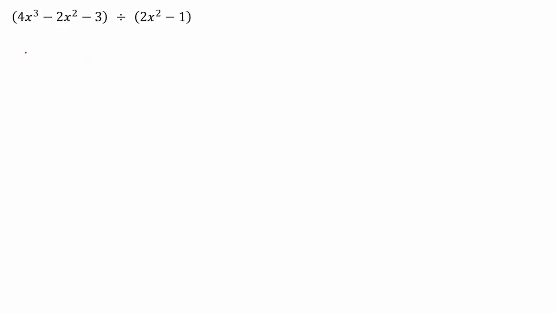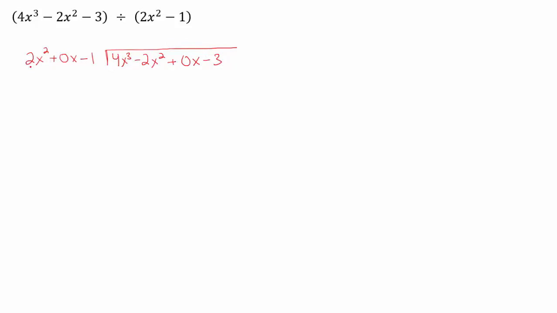So we're going to set this up, and we're going to put the 2x squared out here, but we're going to put plus 0x to account for the x that we're missing, minus 1. So my powers go 2, 1, 0. And then we're going to divide that into 4x cubed minus 2x squared plus 0x, because again I have to account for the missing power of 1, minus 3. Always check your powers. 3, 2, 1, 0.